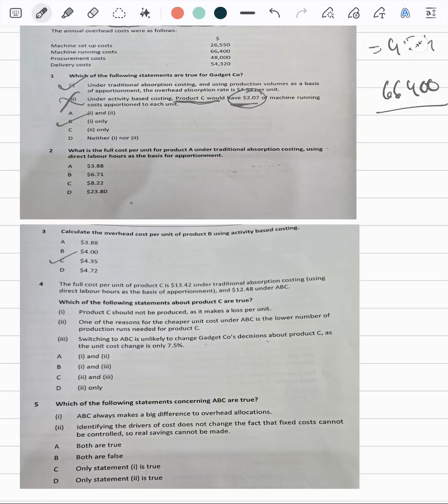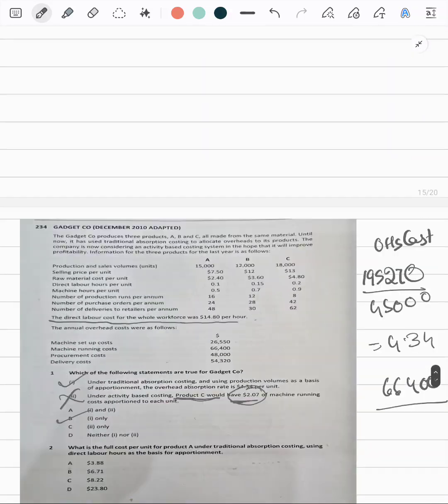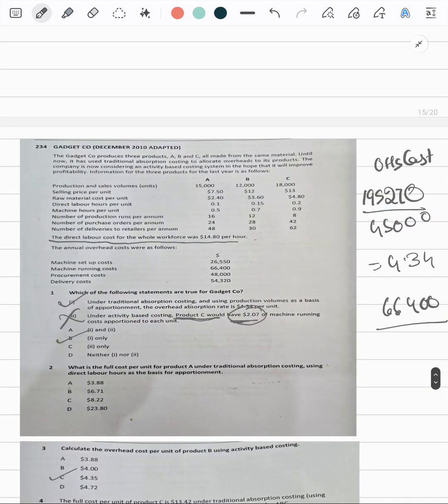There is no selling price also given. Yeah, the selling price is given. It is 7. No, not 7. For product C, the selling price is 13. Yeah. So the selling price for product C is 13.